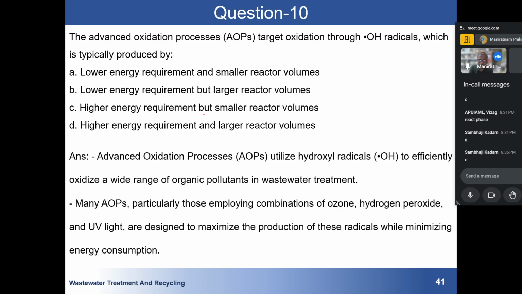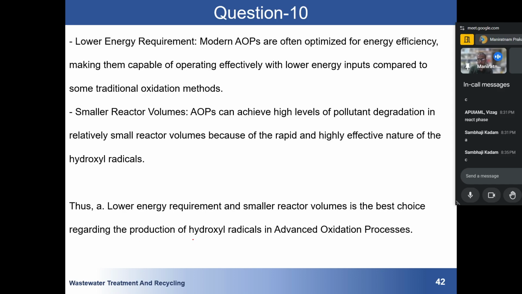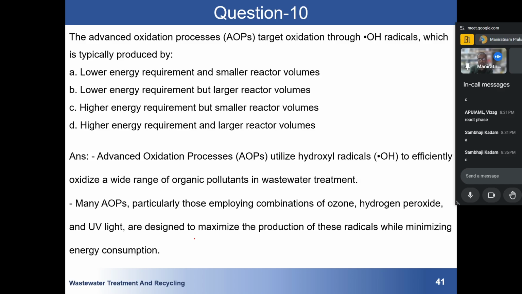This advanced process utilizes hydroxyl OH radicals to efficiently oxidize a wide range of organic pollutants in wastewater. In many AOP, that is advanced oxidation processes, particularly those employing a combination of ozone, H2O2, that is hydrogen peroxide, and UV light, are designed to maximize the production of this radical while minimizing energy consumption. So the answer for this is A, that is lower energy requirement and a smaller volume.